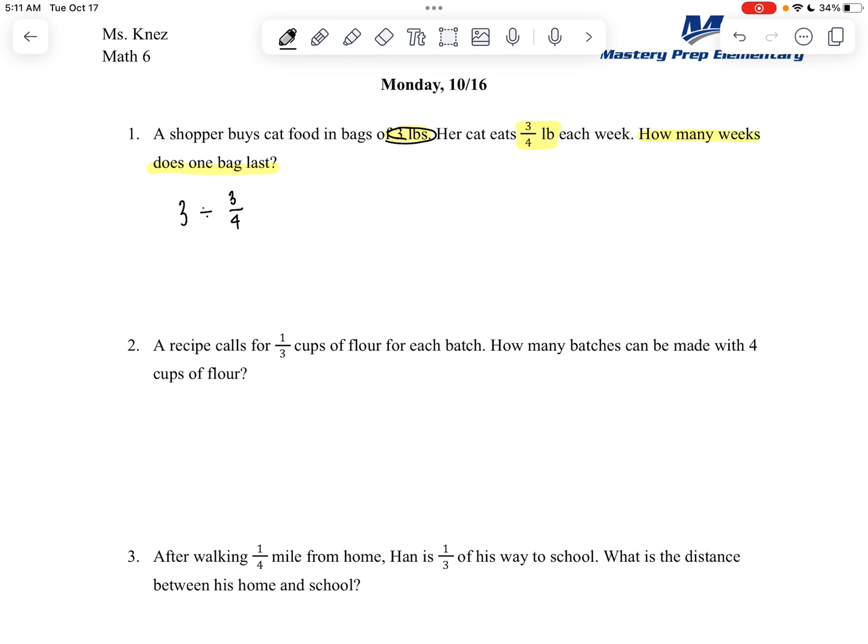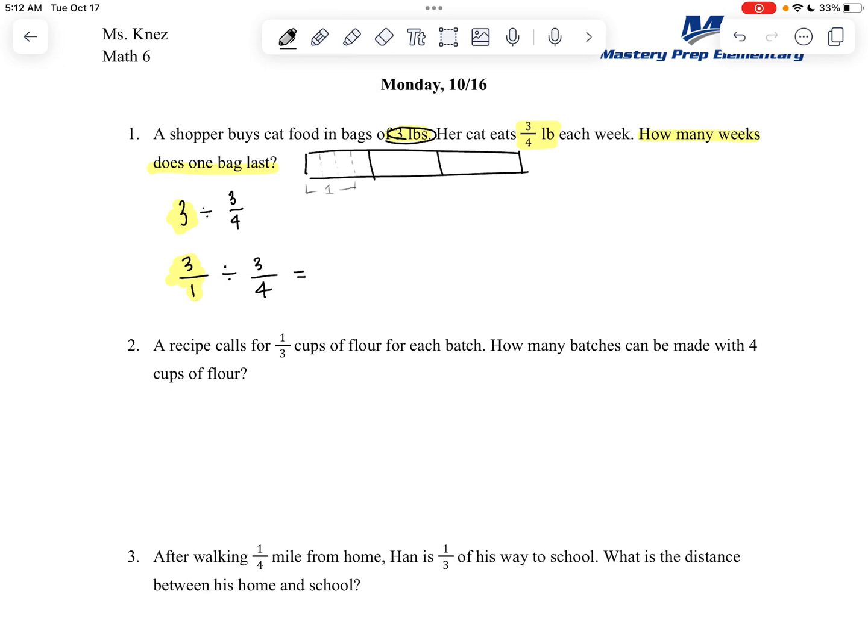You can think of this question as taking a 3-pound bag of cat food, 3 pounds, and splitting it up into sections that are each 3/4 large. Of course, you could solve this by sectioning off each 3/4 as 1 week, or you could simply divide 3 bags into 3/4 size groups. I know that 3 wholes divided by 3/4 is the same thing as 3/1 divided by 3/4. Whenever I'm dividing a whole number 3, that's identical to saying 3/1.